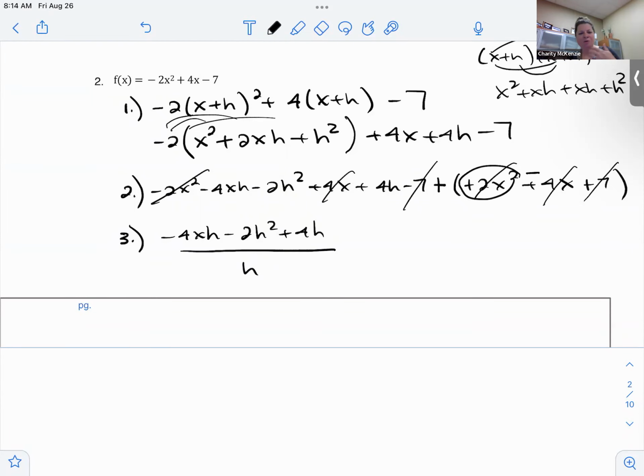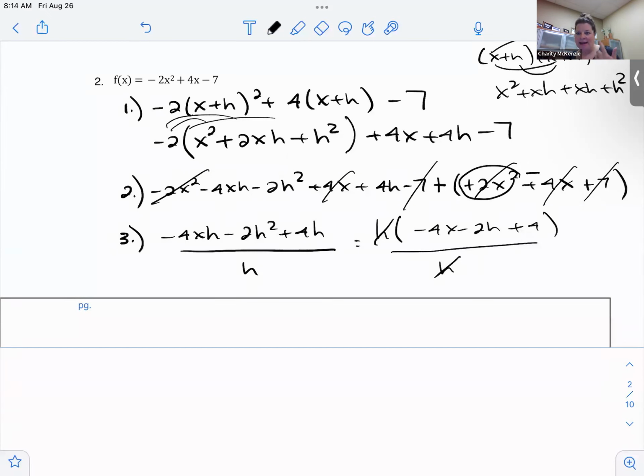So you cannot take the limit and put in a 0 for h when 0 is in the denominator. It would become 0 over 0, so you have to simplify out the h, or it's in indeterminate form. So I'm going to take an h out of the top, and I'm left with -4x minus 2h plus 4. And then I can cancel the h's.